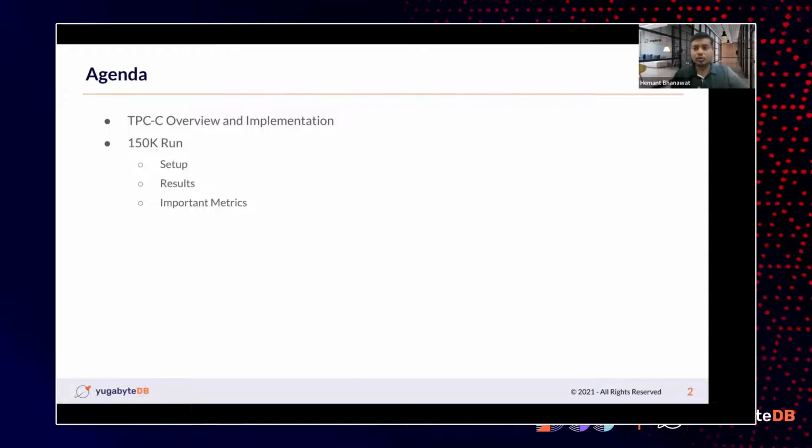The agenda is that we'll first talk about the TPC-C overview and how it is implemented, just to give you the context. Then we will jump on to the details of the 150K run. While talking about the 150K run, we will see what setup was used. We will also look at the results that we achieved, and the more important part will be the different important metrics: how YB is actually performing with the disk, with the CPU and other aspects when it is running at such a large scale. That is what we will be discussing when we go into the slides for the 150K run.